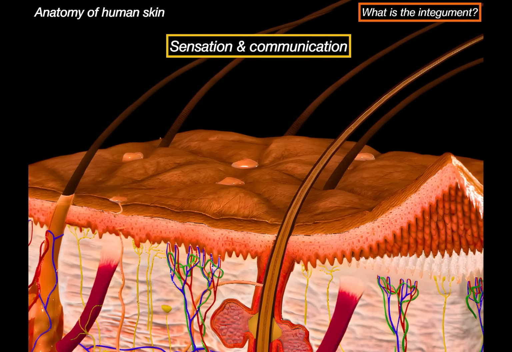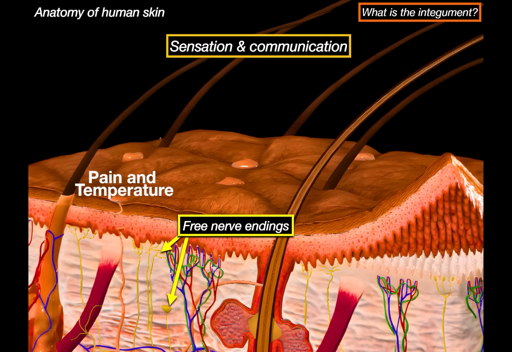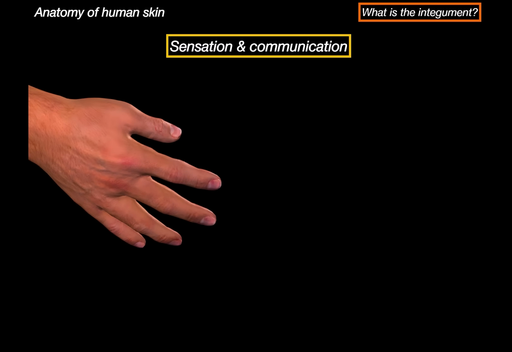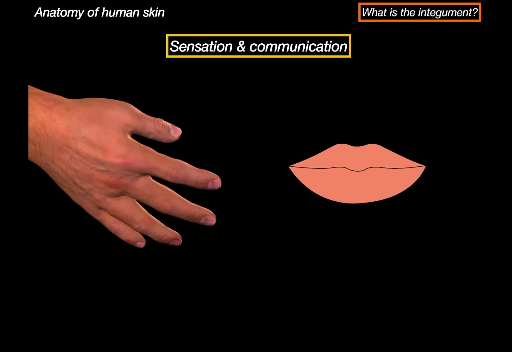Finally, the integument is a huge sensory and communication surface. It contains free nerve endings that detect pain and temperature, and specialized receptors that detect light touch, pressure, and vibration. These receptors are especially dense in areas such as the fingertips and lips, which is why you can feel very small differences in texture and shape there.